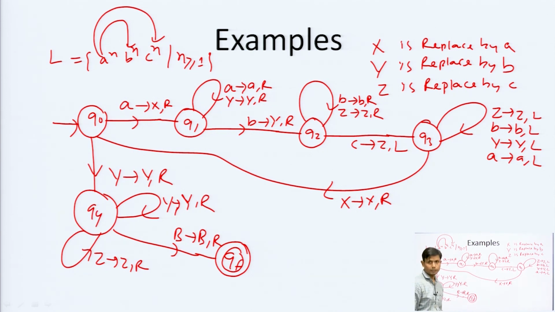So in this way you have to design any context sensitive language, not context free. We have to go for the Turing machine and design it like this.